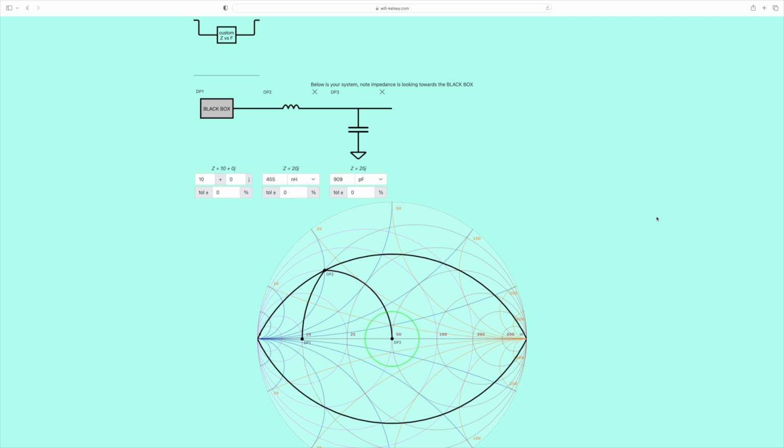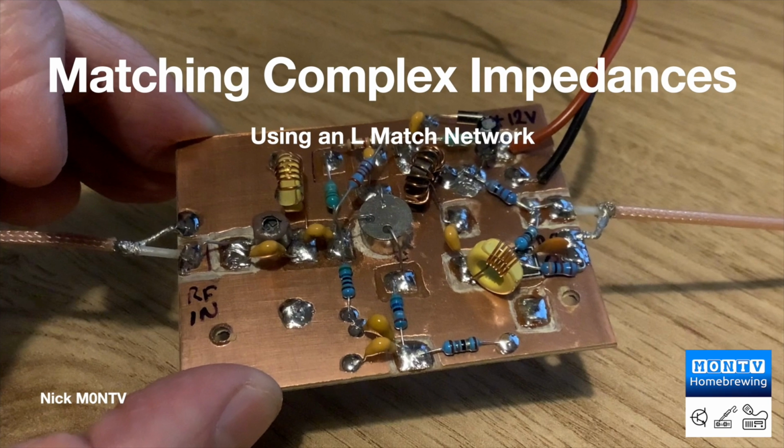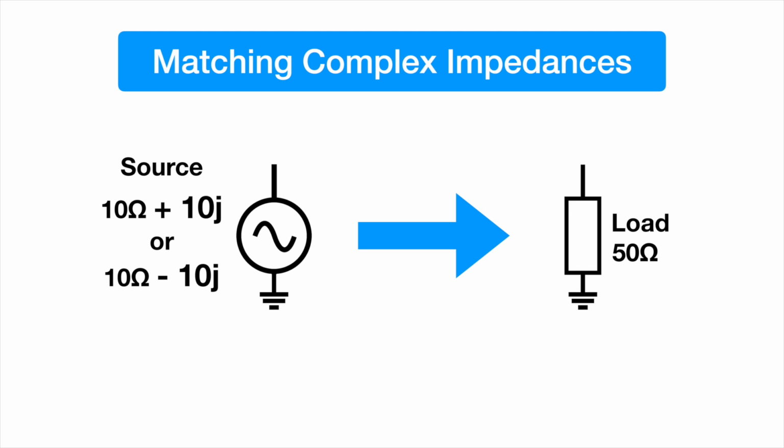Right. Okay, now, the next thing I'm going to show you now is how to match complex impedances. Matching complex impedances using an L-match network. Okay, so what do I mean? Well, what I mean is, so far we've just been looking at purely resistive matches, 10 ohms to 50 ohms in our examples. But what if you haven't got a purely resistive source? What if you had a 10 ohm source with an inductive reactance, a plus 10J, or, say, a 10 ohm source with a minus 10J, a capacitive reactance. How do you match that to your 50 ohm load?